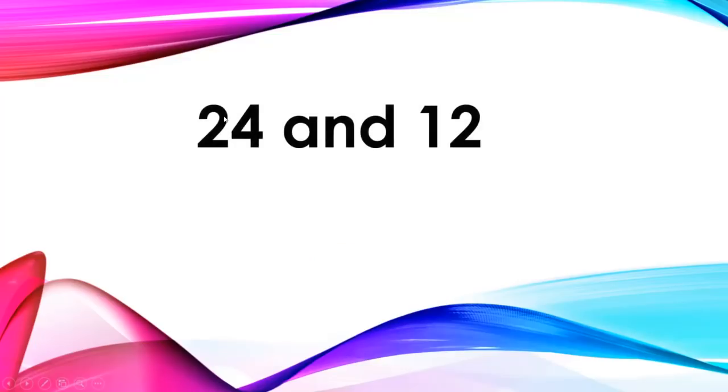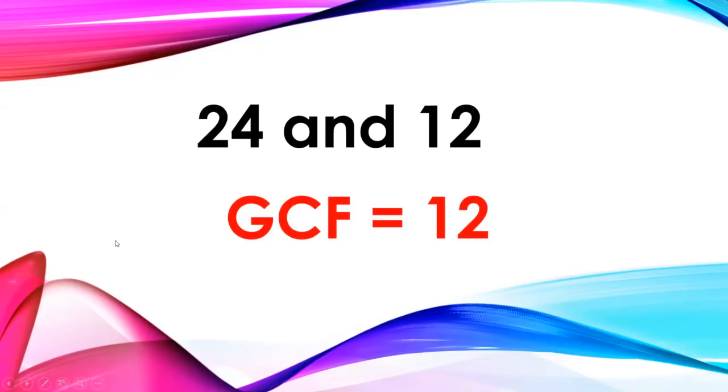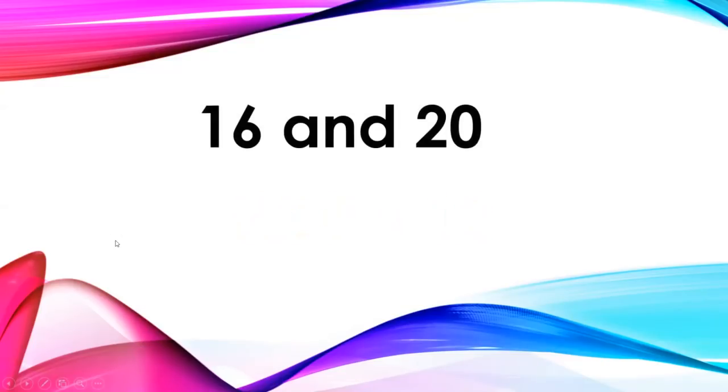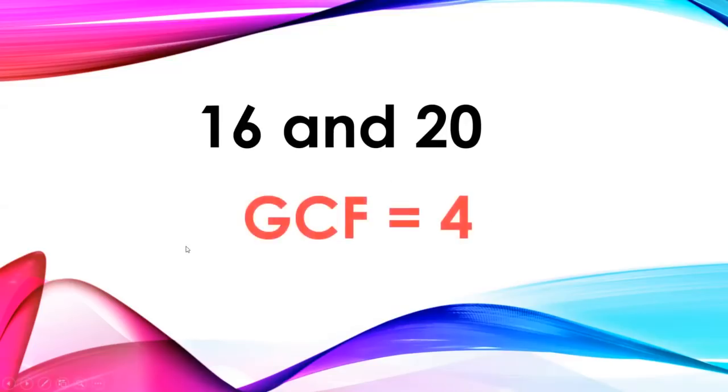Okay, next example, 24 and 12. For 24 and 12, the biggest possible number that we could use to divide 24 and 12 is 12. Okay, next one, 16 and 20. What do you think is the biggest possible number that you could use to divide 16 and 20? Yes, it is 4. 16 could be divided by 4 as well as 20.